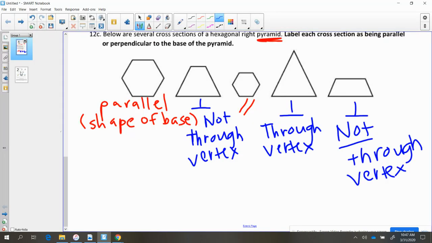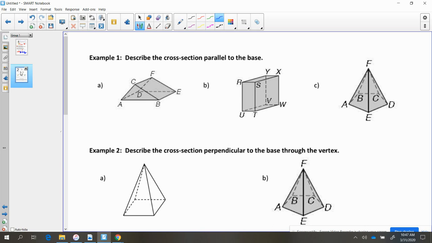Okay. Now on the back of your notes, if you flip that over, notice here they want us to describe the cross section when we're parallel to the base. So take a moment and answer first off, what kind of shape is it going to have if it's parallel to the base? Reminder that it's always going to be the shape of your base, the two-dimensional shape of that base. So take a moment, pause the video on your own, try A, B, and C, and see what you get as your answers, and we'll go over them in just a second.